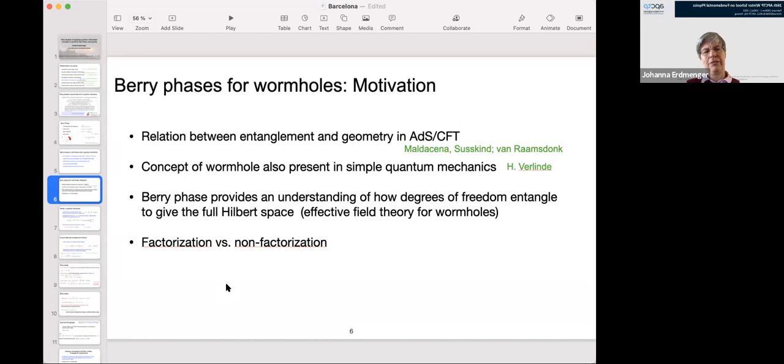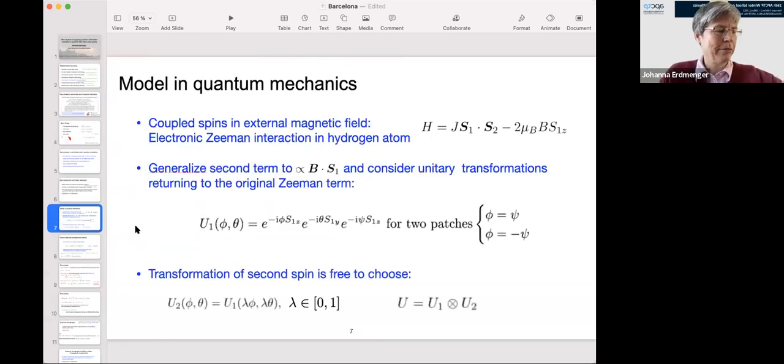And so there's this issue of factorization. I mean, when does the Hilbert space factorize? That also relates to this question of whether the state is pure and so on. And this is also an important question for a semi-classical description of wormholes. Okay, but now let me turn to this simple model in quantum mechanics that we consider. And so the upshot will be that this model shares some very nice features with black holes.